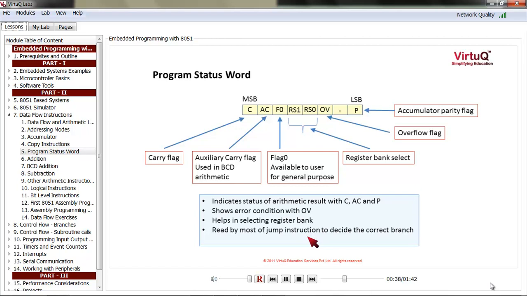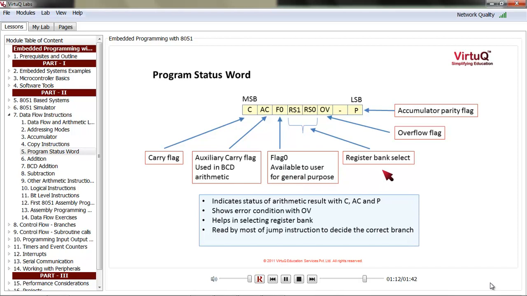Now let us take a closer look. The most significant bit is for carry flag. It indicates overflow in case of addition and borrow in case of subtraction. Next bit is auxiliary carry or AC flag. This flag is used in binary coded decimal or BCD arithmetic. We will see these operations in coming lessons. F0 or flag 0 as it is called is available to the user and it has no pre-specified functionality.